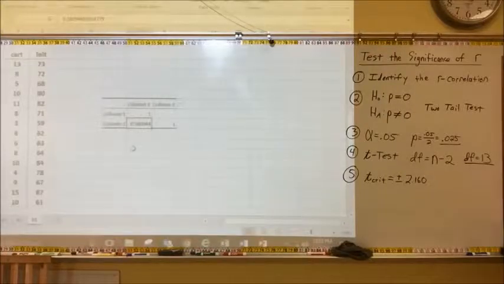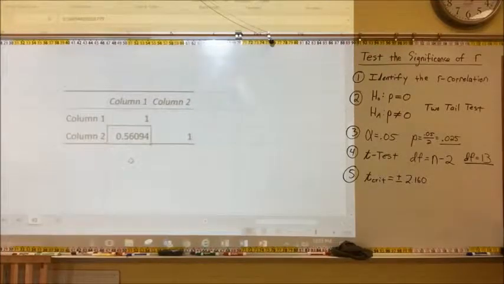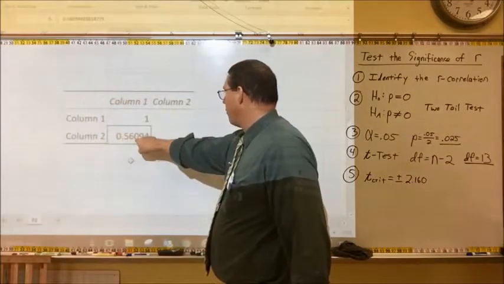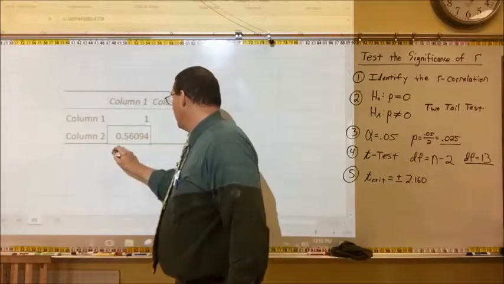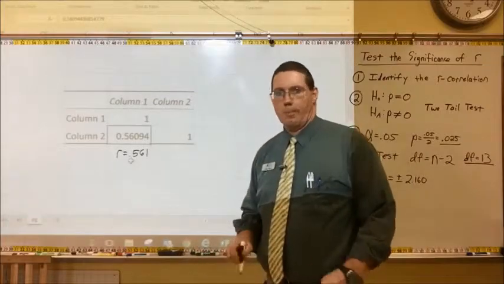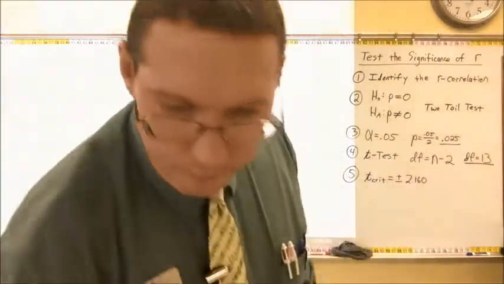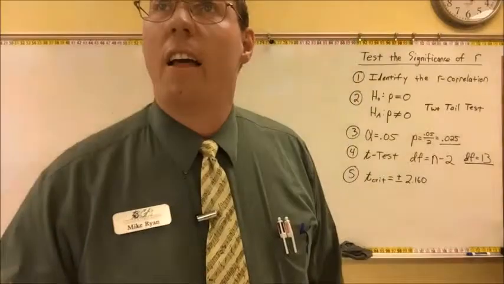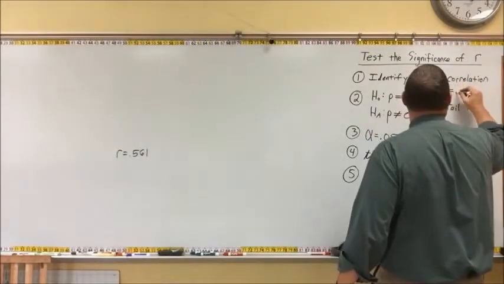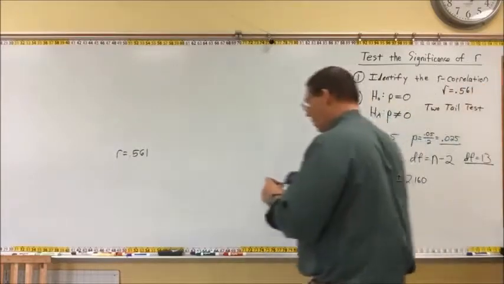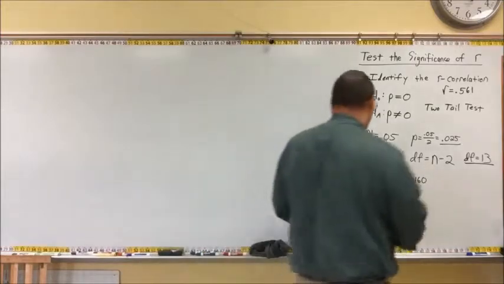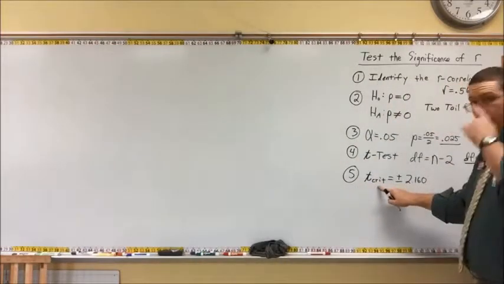And I'll zoom in on that. And you can see that our correlation is 0.56, and we round to the third decimal place. Our R correlation is 0.561. Okay? So we've got our R correlation here. All right, so here, R equals 0.561.